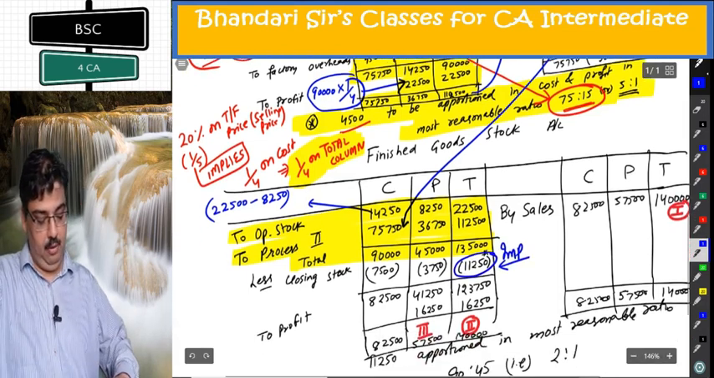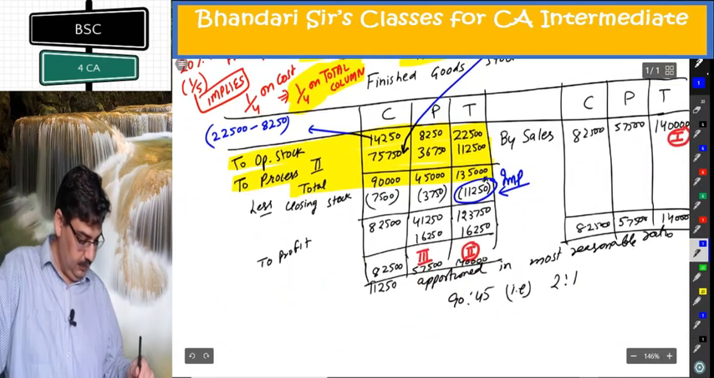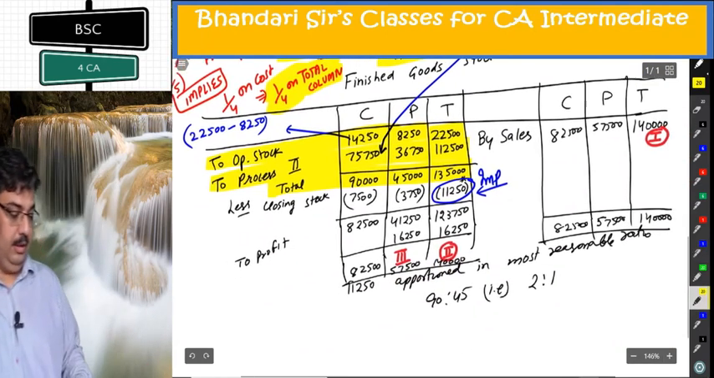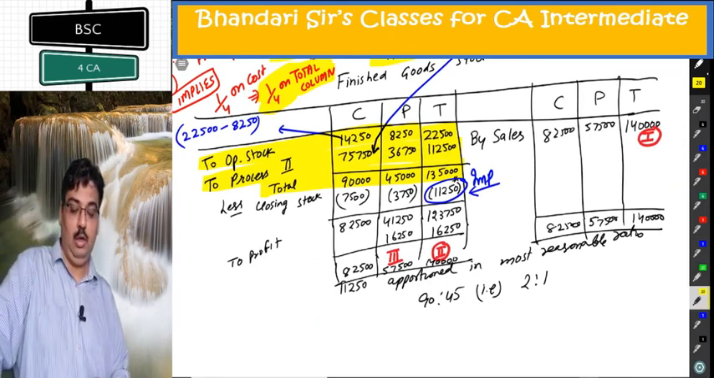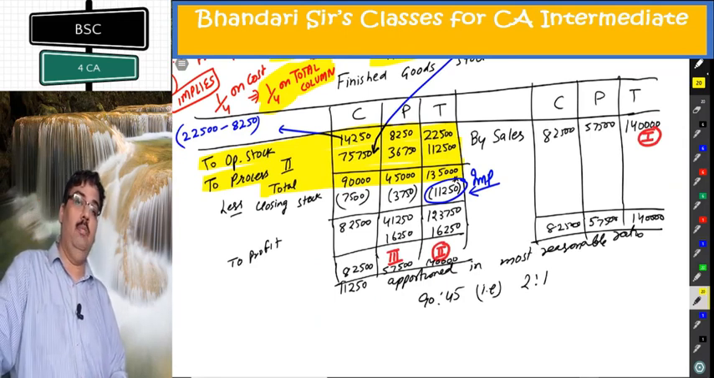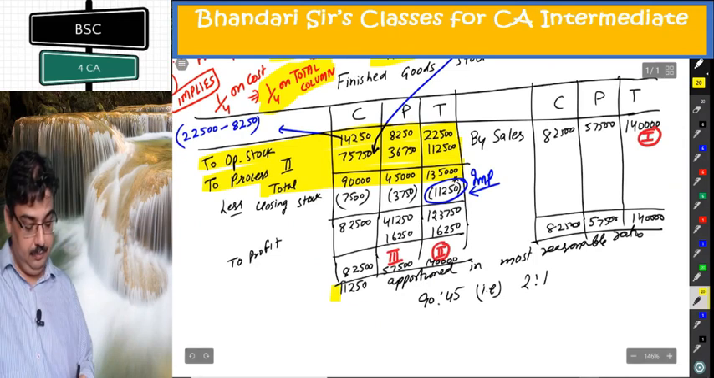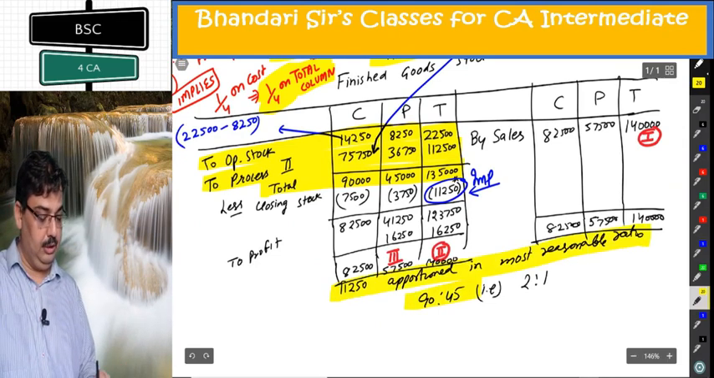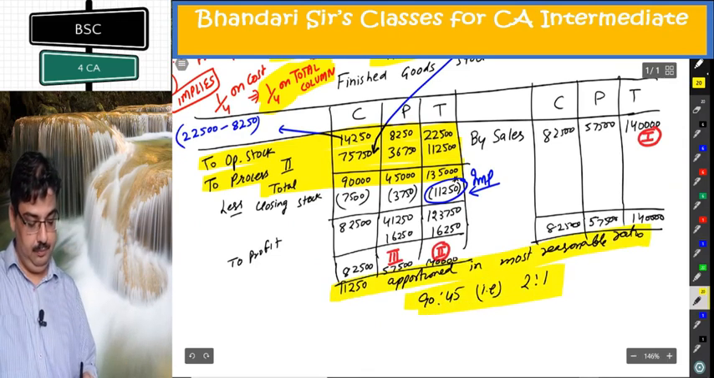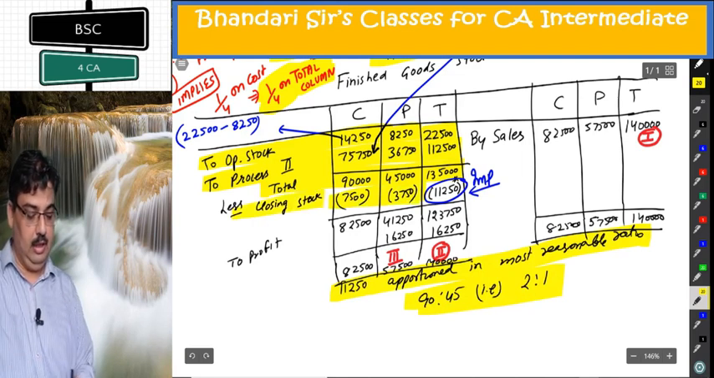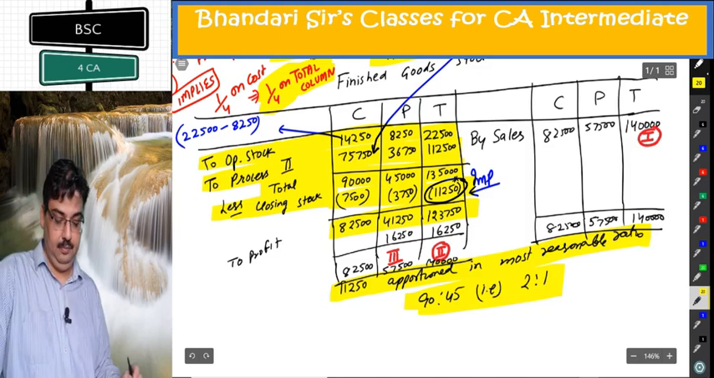Important. 11,250. Explained. Your module, I hope, is doing this wrongly. He is doing ratio wrongly. He is not taking total column. So it is not acceptable here. This is apportioned in most reasonable ratio, 2:1. Once done here, you will get this after deducting.